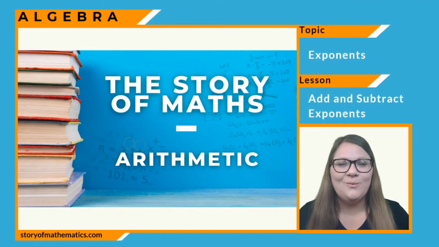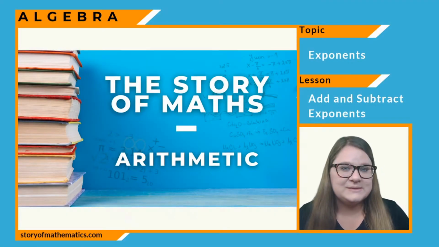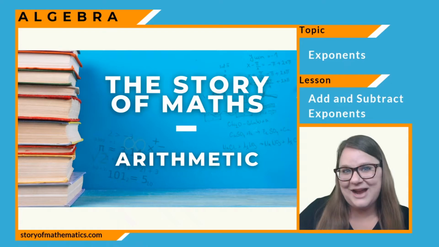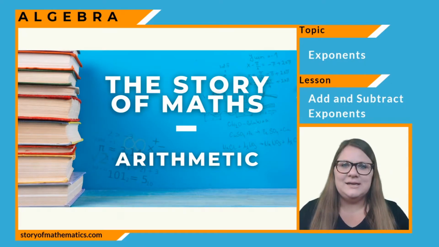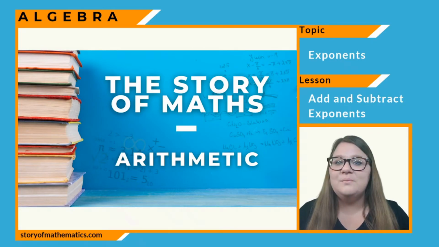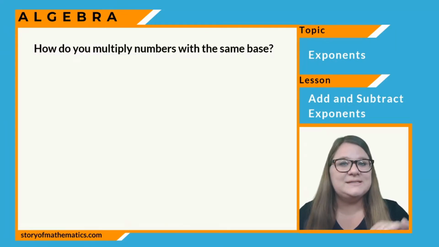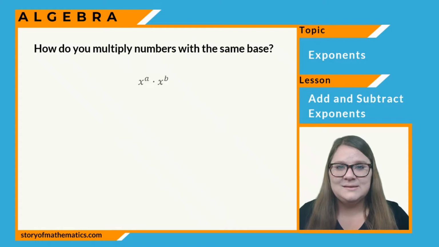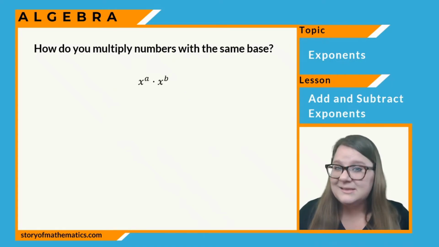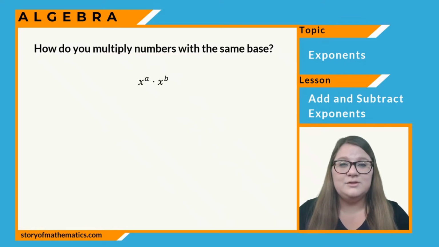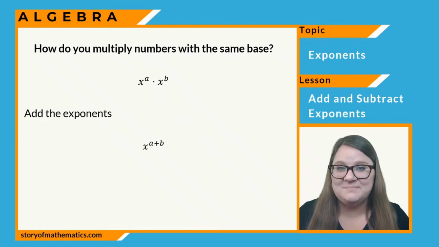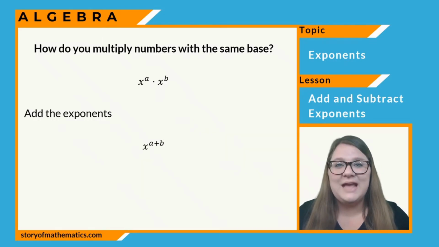Hi, in this video, we're going to learn about exponent rules that involve adding and subtracting exponents. So the question we're actually asking here is, how do you multiply numbers that have the same base? For example, x to the a times x to the b. Well, when I have two numbers that have the same base, I can actually add their exponents. So this becomes x to the a plus b.